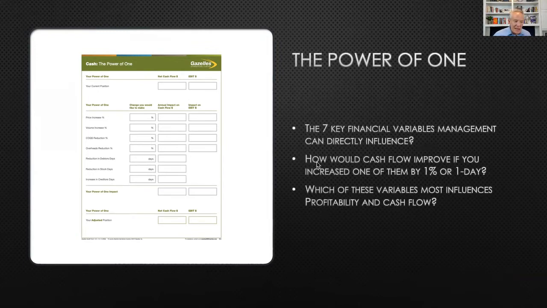And it answers the question, how would cash flow and profitability be impacted if you increased them by 1%, a small 1% change, or 1 day? And the second question it answers is, which of these variables most influences profitability and cash flow?